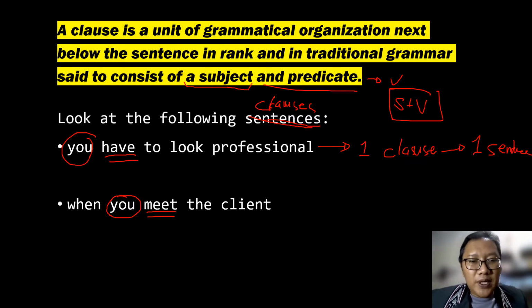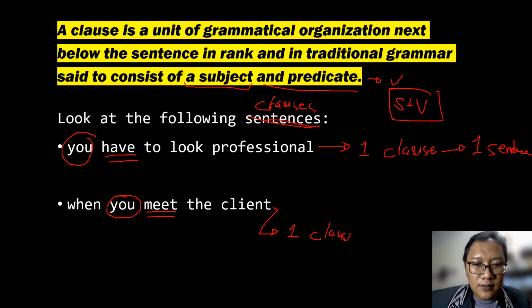The second one, when you meet the client, the meaning is not complete yet. So it's a clause, but it's not a sentence. How do we know that the meaning is not complete yet? Imagine when you meet someone, let's say the name is George, and then George says, "Hey, when you meet the client," and that's it. What will you have in mind? You will have questions: what happened when I meet the client? Because it needs something else to complete. We cannot call it a sentence.